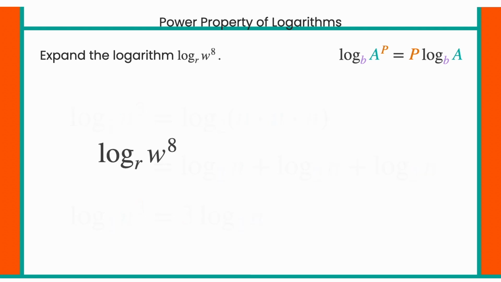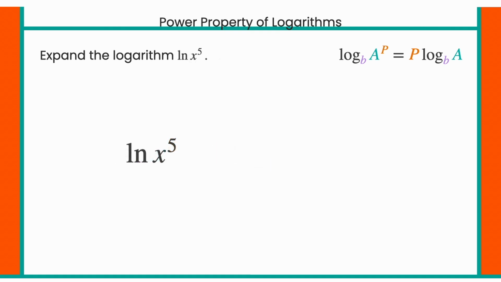How would you expand log base r of w to the 8th power? Even though the base of our logarithm is now a variable, the same pattern still applies. So when we expand the logarithm, we get 8 times log base r of w. You're on a roll! Let's try one more together.